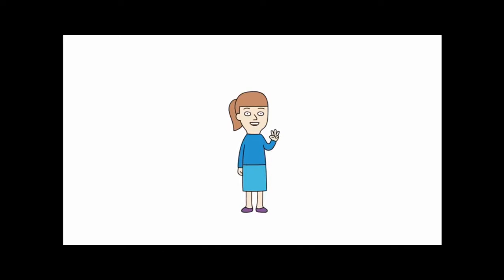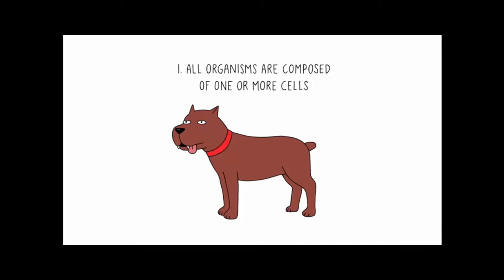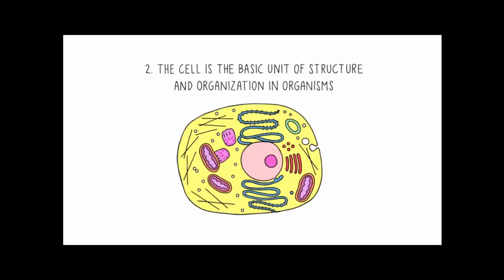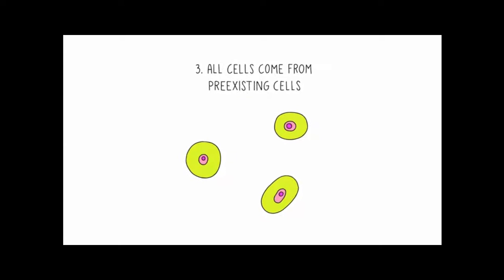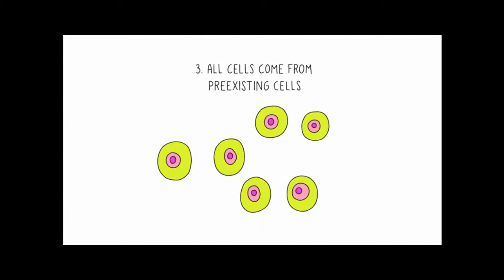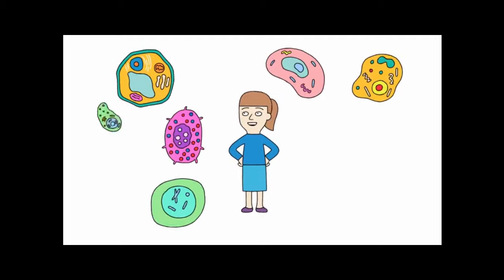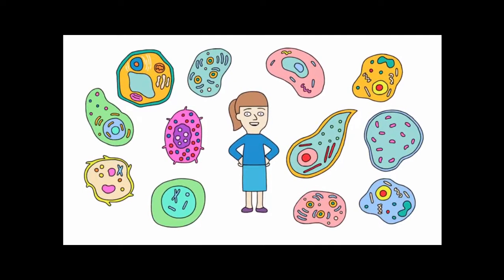There are 3 parts to the cell theory. 1, all organisms are composed of 1 or more cells. 2, the cell is the basic unit of structure and organization in organisms. And 3, all cells come from pre-existing cells. To be honest, this all sounds incredibly boring until you dig a little deeper into how the world of microscopic organisms and this theory came to be.